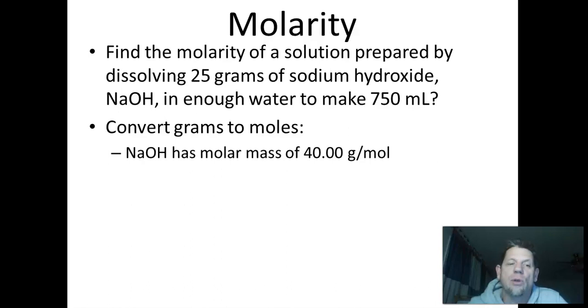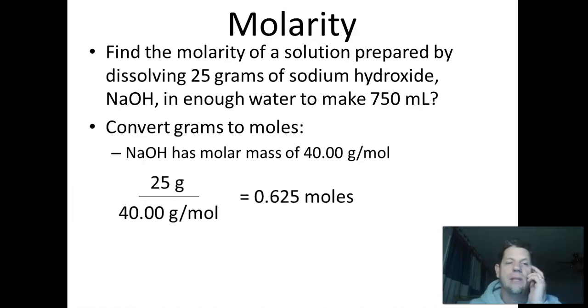Sodium hydroxide's molar mass is exactly 40: 22.99 for sodium, 1.01 for hydrogen, and 16 for oxygen. That adds up to 40.00. So we take our 25 grams divided by the 40 grams per mole, and we get 0.625 moles. We take the mass we're given divided by 40 grams. There's your moles.